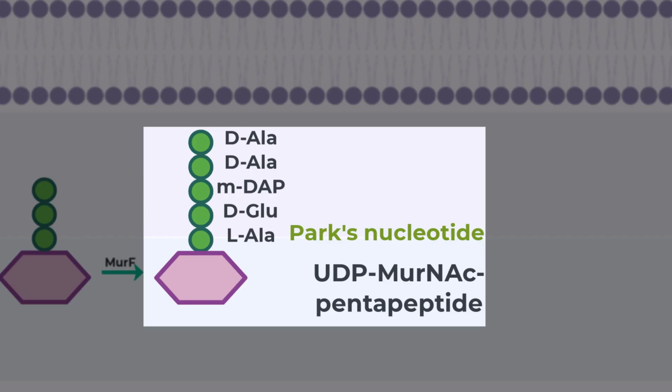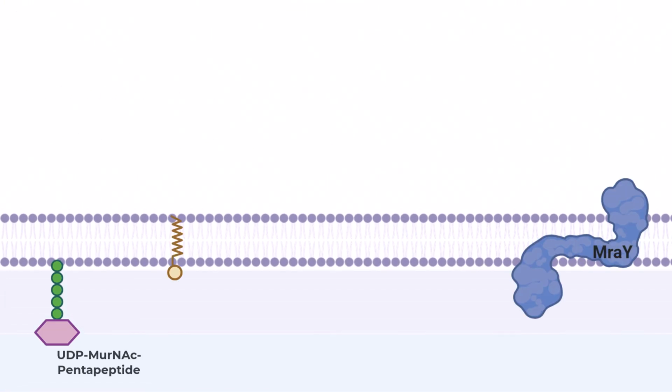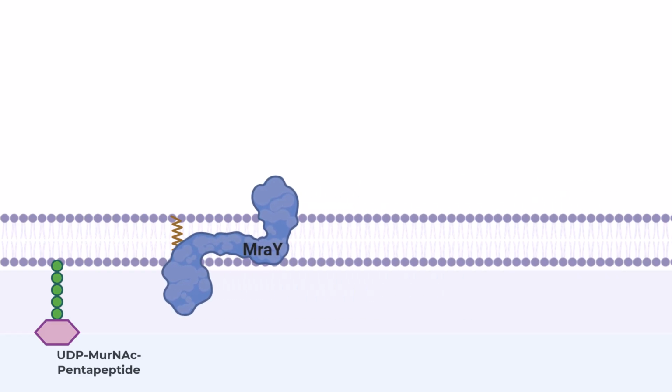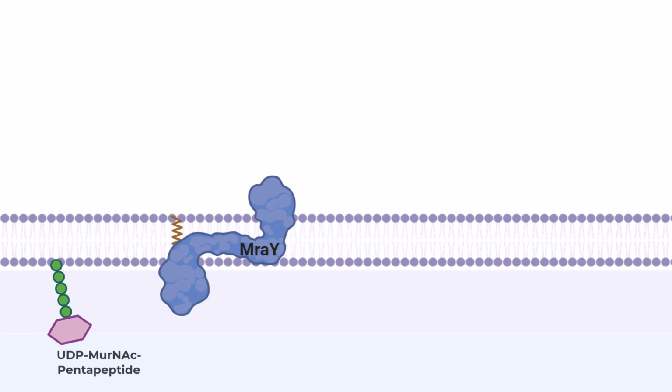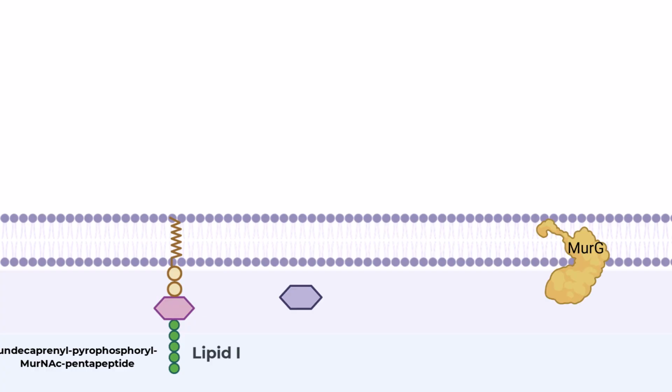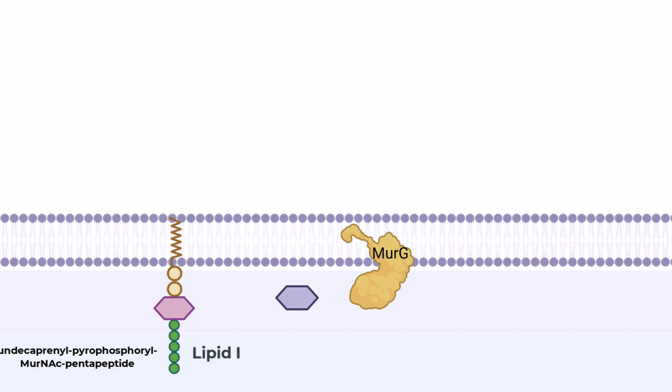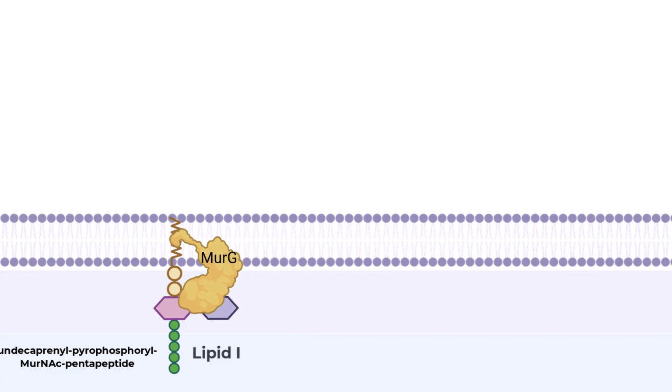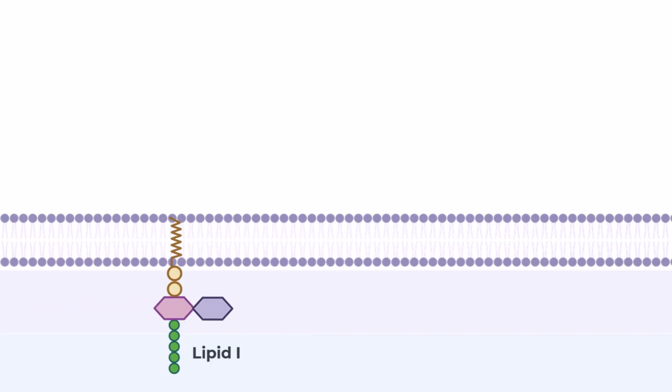After formation, Park's nucleotide is anchored to the bacterial cell membrane via bactoprenyl phosphate. This enzymatic reaction is catalyzed by the MraY protein. The resulting molecule is called undecaprenyl pyrophosphoryl N-acetylmuramic acid pentapeptide, or for short, Lipid I. Next, an N-acetylglucosamine molecule is added to Lipid I by the MurG enzyme. This reaction creates Lipid II.